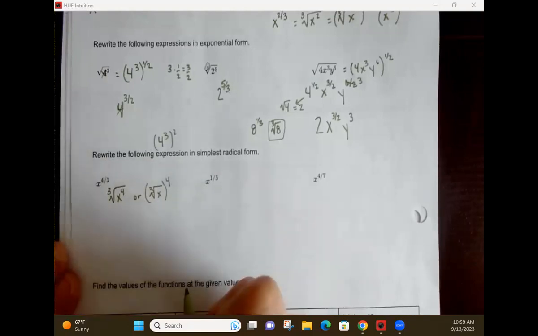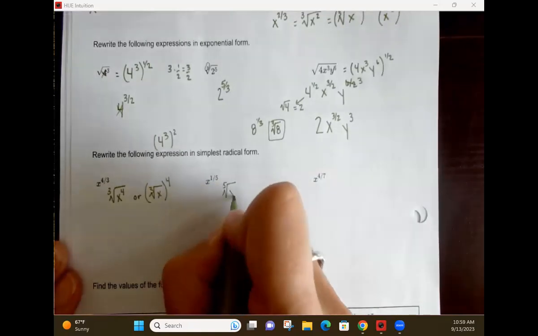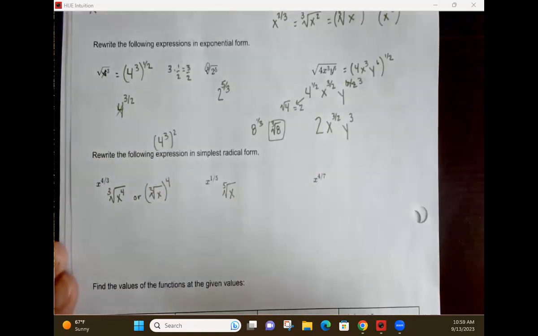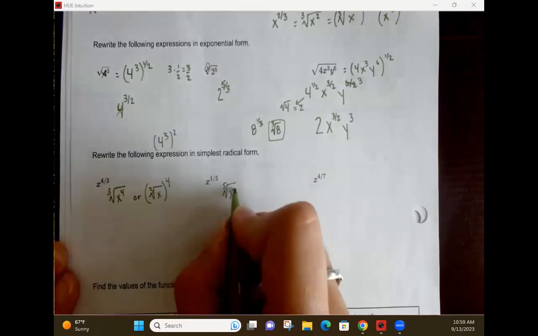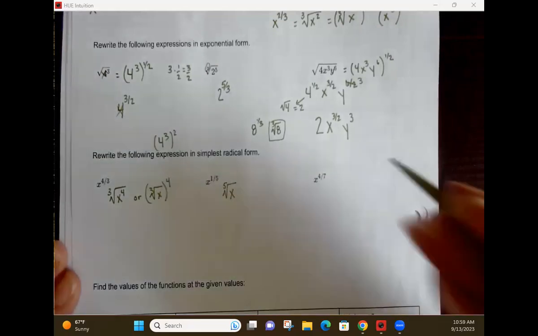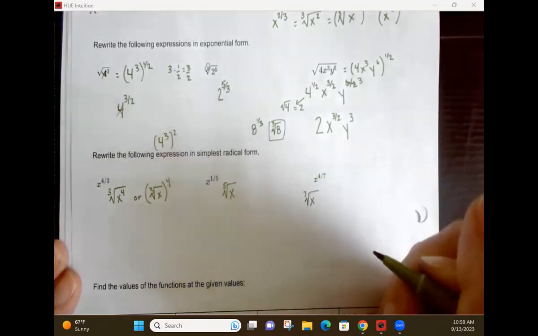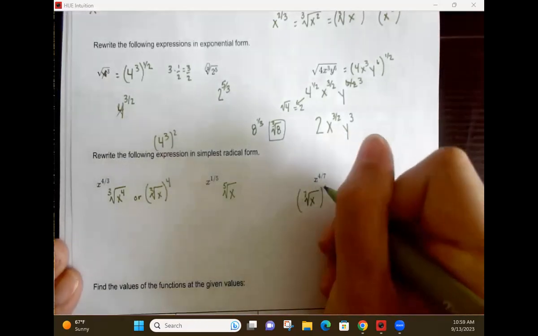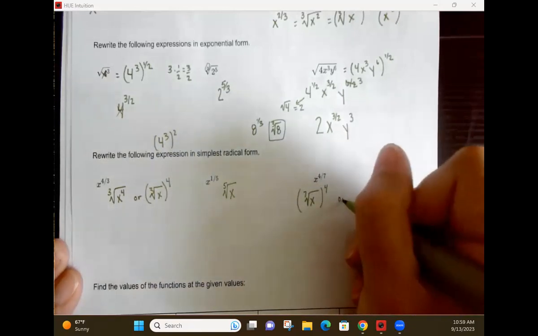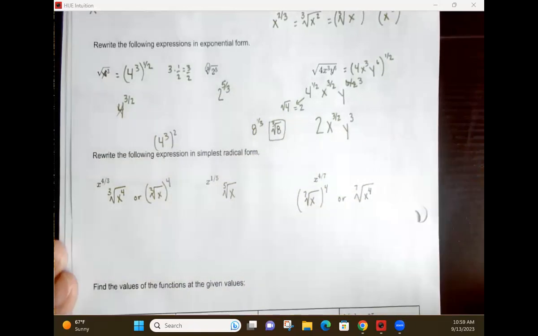Our second one here, we've got x to the 1/5 power. So this is a 5th root of x, and it's just to the 1st power. So if you want to write the 1, you can, but we just would have x there. And then x to the 4/7 power. So this is a 7th root of x. We can put the exponent outside the root or keep it inside. Again, they mean the same thing.